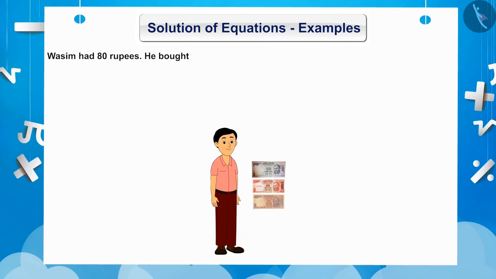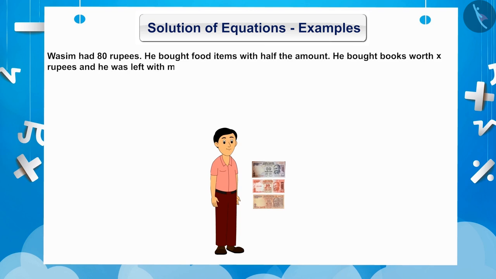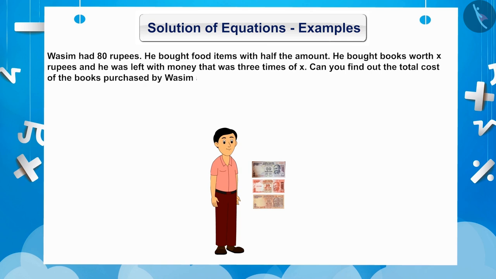Wasim had 80 rupees. He bought food items with half the amount. He bought books worth x rupees and he was left with money that was 3 times that of x. Can you find out the total cost of the books purchased by Wasim and how much money was left with him in the end?